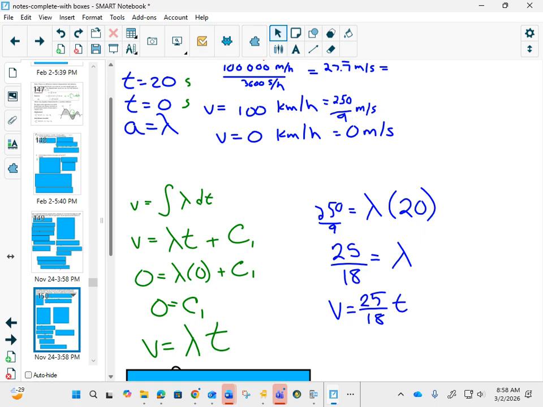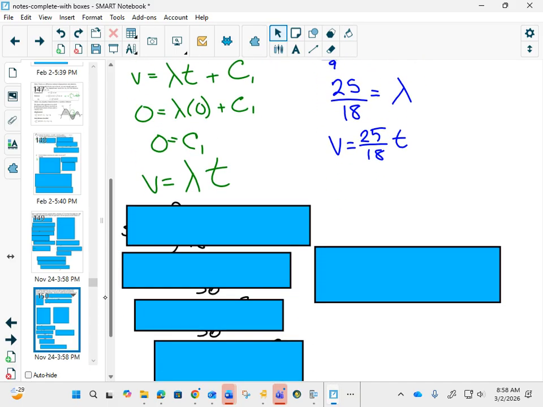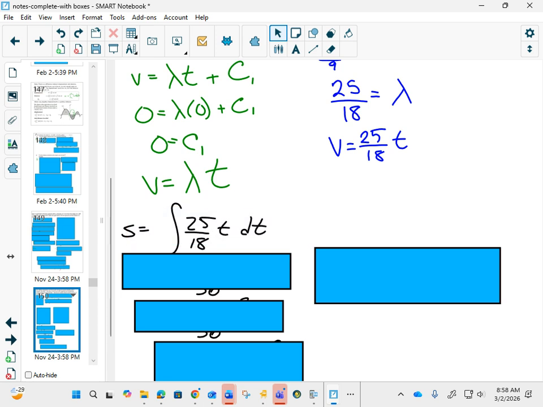But we could work from here and say, well, I know that at 20 seconds I get to 100 kilometers per hour, which is 250 over 9. And I can use this and say, hey, I can actually find out what lambda is. It's 25 over 18. In order for my velocity to be 100 kilometers per hour at 20 seconds, I can solve for lambda. And now that you have that, we can integrate to find our displacement.